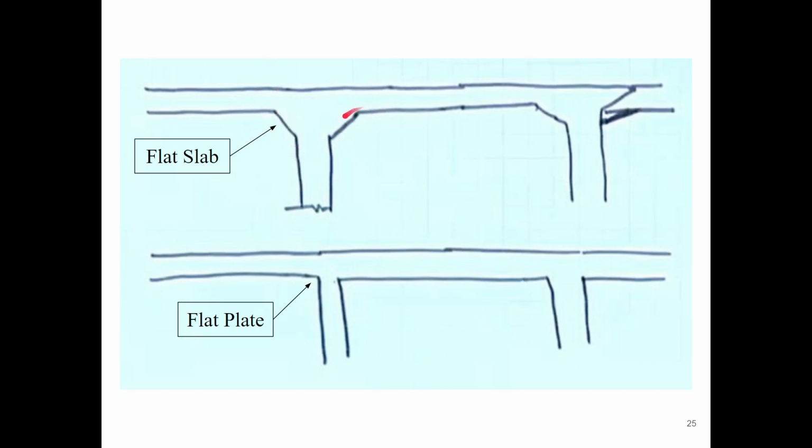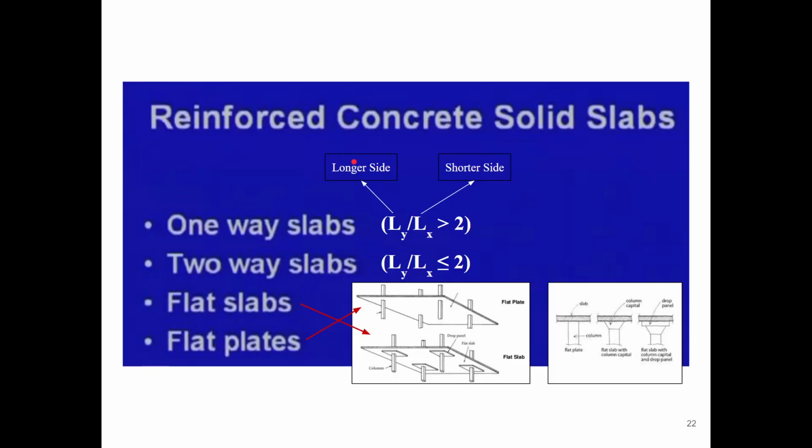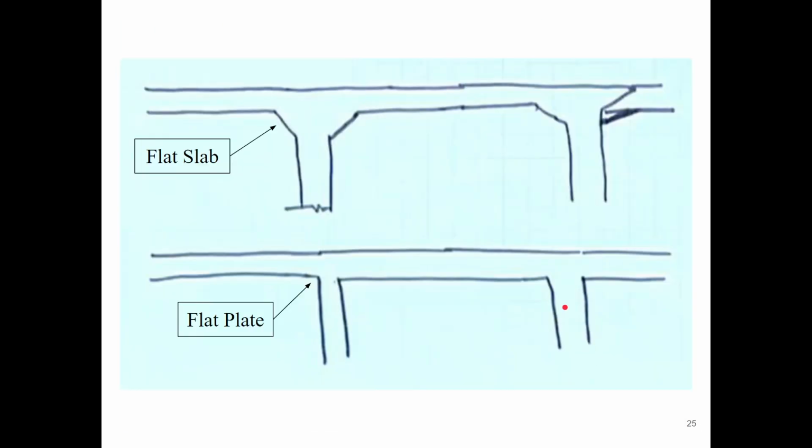of flat slab, so this is a drop panel. So drop panel, and the other is the column capital. This is a column capital, and if it is rectangular, it will be a drop panel. So this is a flat slab and it has nothing, so it is a flat plate.